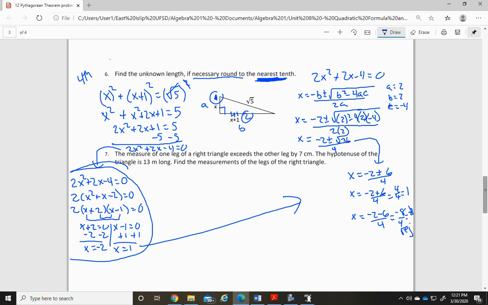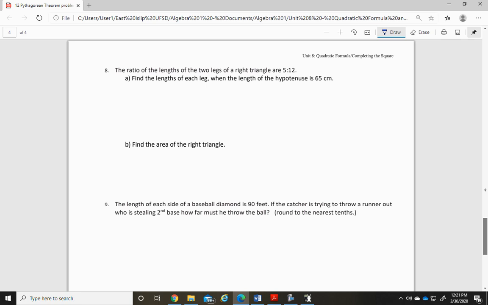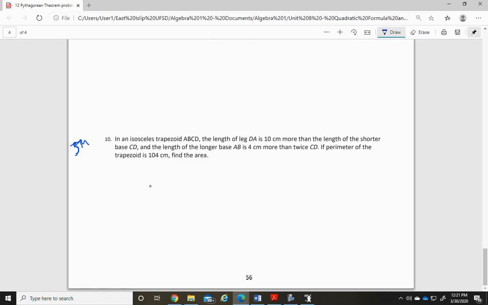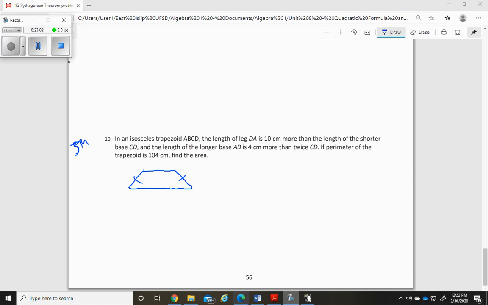Let's go on to the next problem that I wanted to do with you. So that was the fourth. So this is the last one. So an isosceles trapezoid. So an isosceles trapezoid means you have two sides the same. So I just want to label this properly. It says that the length of leg DA is 10 centimeters more than the length of the shorter base CD.